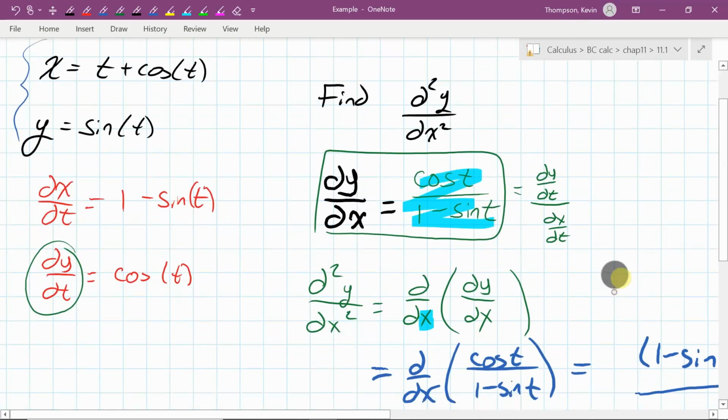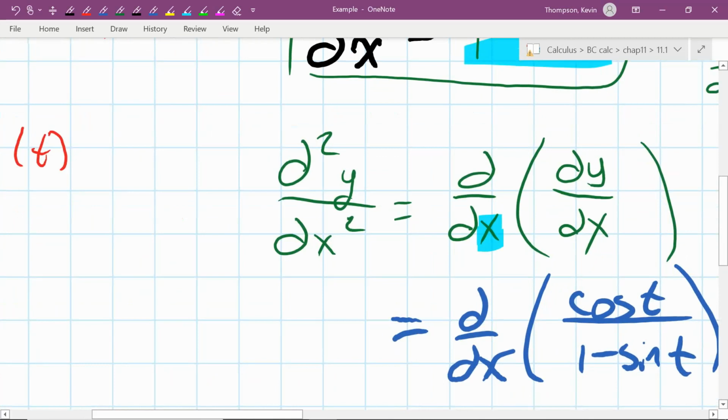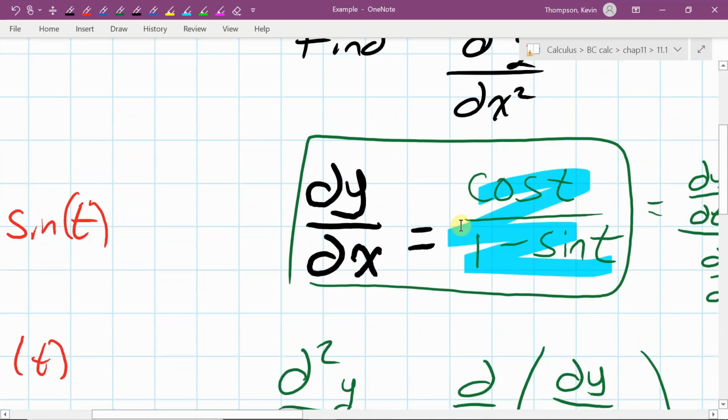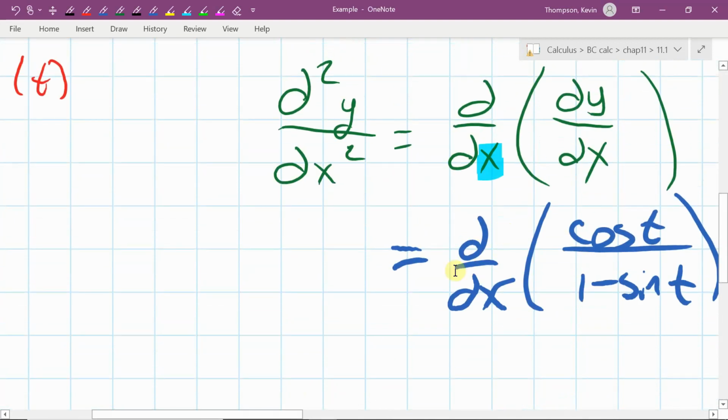So now we need to take the derivative of this with respect to x. So all I did here is rewrite the original first derivative that we said that we're okay with. So now I need to take the derivative with respect to x, but these are t's, and there's where that chain rule is going to come in. So really I just need to look here though, like how would I take the derivative of a quotient?